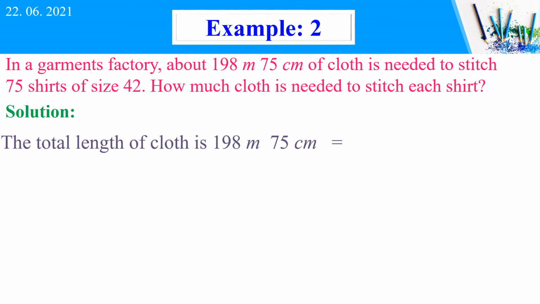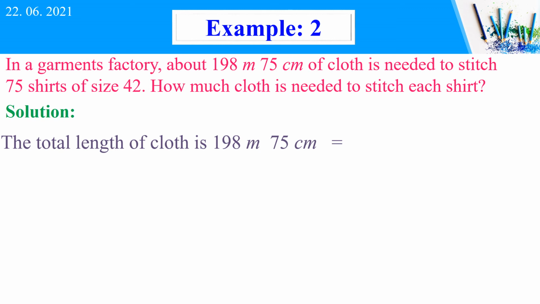The total length of cloth is 198 meters 75 centimeter. So here the length is given in two different units. So we have to convert it into a single unit. Then we have to proceed.